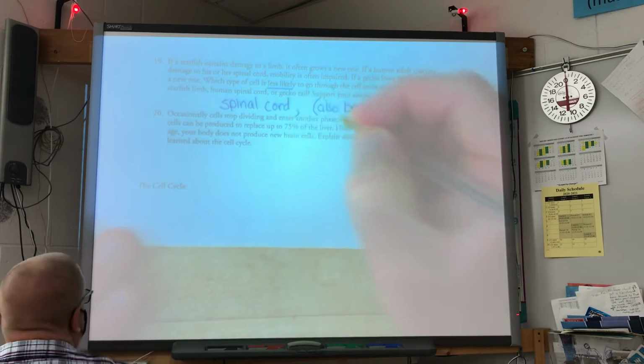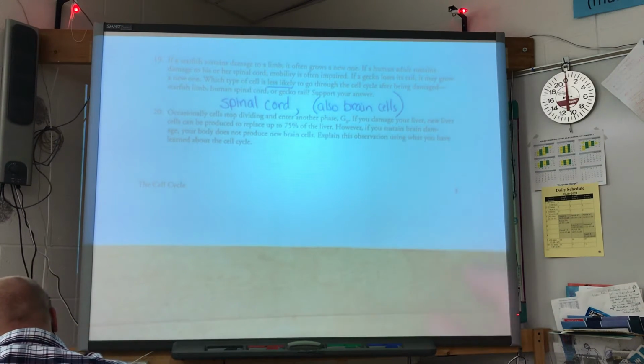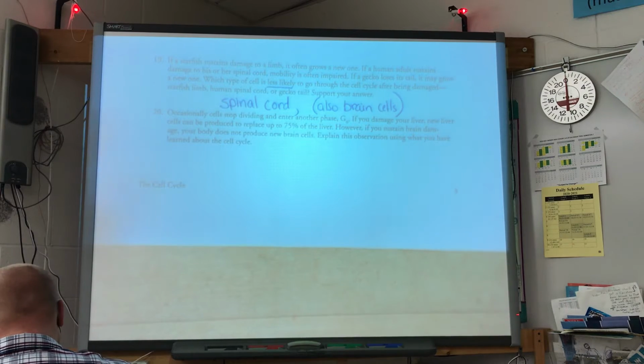Okay, number 20. Occasionally, cells stop dividing and enter another phase called G0. If you damage your liver, new liver cells can be produced to replace up to 75% of the liver. However, if you sustain brain damage, your body does not produce new brain cells. Explain this observation using what you have learned about the cell cycle. So the idea is the brain cells go into that G0 phase, that resting phase, and they never come back out.